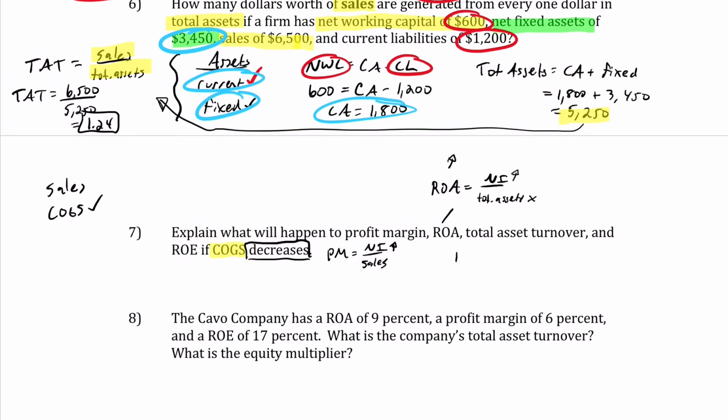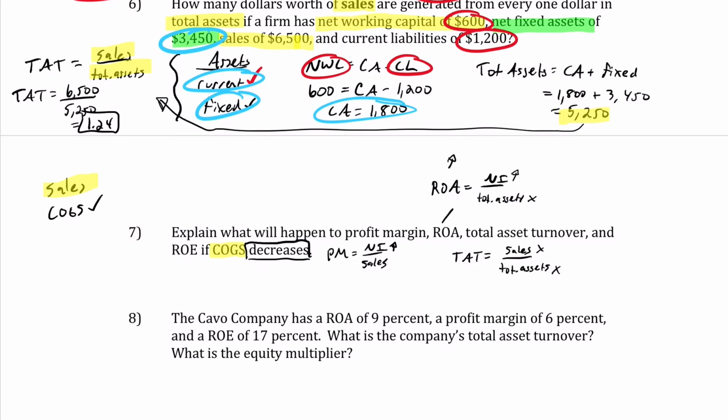Total asset turnover. Total asset turnover is sales over total assets. Sales is the top line figure on our income statement before cost of goods sold, so this is going to be unaffected. Total assets is also going to be unaffected. So what's going to happen? Most likely nothing. Nothing's going to happen to total asset turnover because we decreased one of our expenses after sales. So our sales figure is unaffected, same with our total assets.